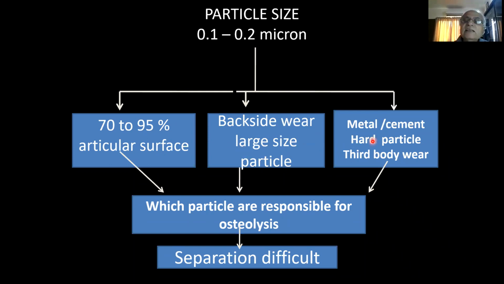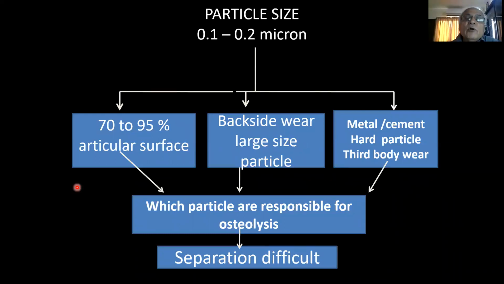Then the third is third body particles. Some particles come inside the joint from the synovial tissue, from anywhere, either metal, cement, or bony particles, and they produce third body wear. And the fourth one is what we call impingement. When the neck impinges against the poly or any metal part or on a ceramic, which we showed you last time, the impingement is also one of the sources of particle generation.